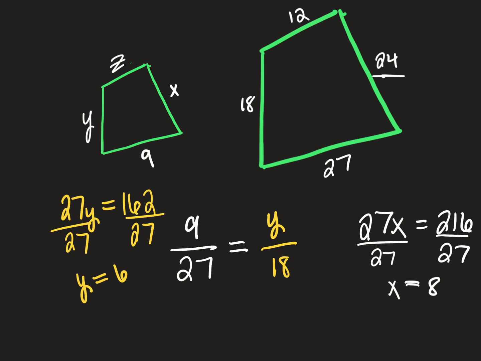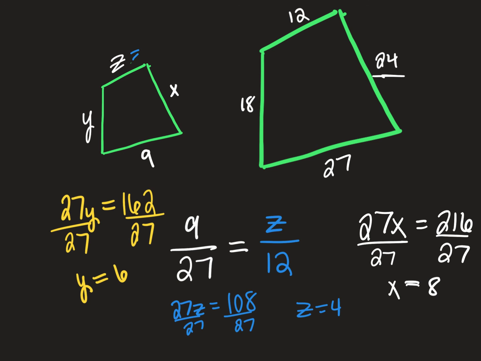And then again with z. So again, I'm going to erase this real quick. Let's do z in blue. So then we're solving for z, which is the corresponding side to 12. So then 27z equals 9 times 12, which is 108. Divide by 27. So then we get z equals 4. So z is 4, x is 8, and y is 6.